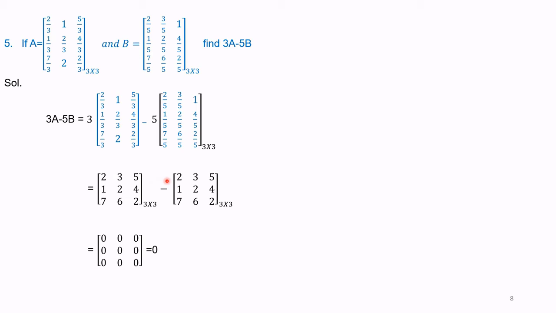Subtract the first element of 5B from 3A, and then subtract the second element of row 1 from the second element of 3A. So you will get the result. It is a very simple problem. Definitely it will be asked, because this year the examination is going to be very simple.